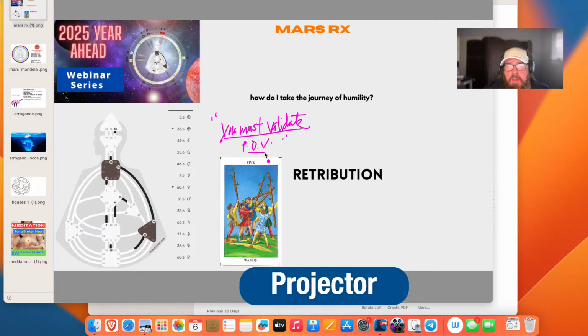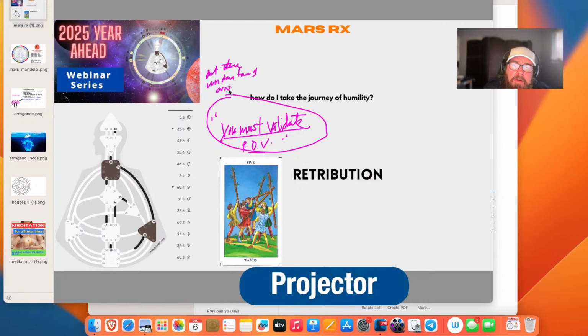So maybe you've been having some intuitive guidance. Maybe you've been listening to your intuition more, projectors. And what you're receiving is pretty out there. Maybe it's pretty out there. And no one around you seems to understand. So you feel a little bit crazy. You may feel a little bit crazy.